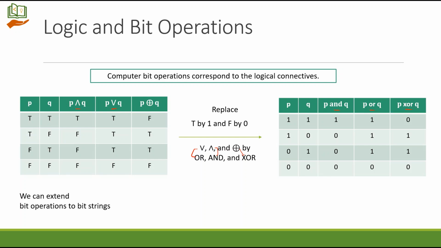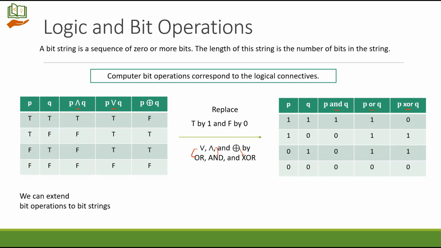So we can extend bit operations to bit strings. What is actually a bit string? A bit string is a sequence of 0 or more bits. The length of the string is the number of bits in the string. So usually we say it is represented by 0 or 1. When I say bit string, it can be a set of numbers for representing binary codes and everything we have been seeing so far in the CS Connect series. So that can be treated as a bit string.